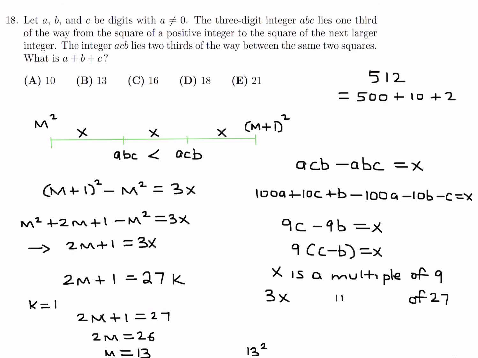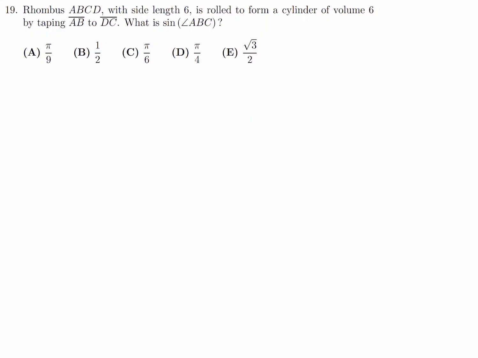So number 18, the answer is 16, which is choice C. Rhombus ABCD, which has side length 6, is rolled to form a cylinder of volume 6 by taping AB to DC. What is the sine of angle ABC?